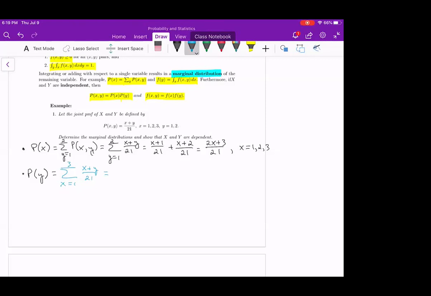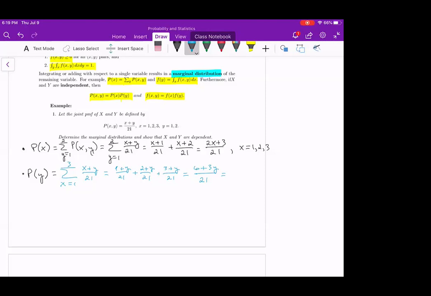And so Nan said, okay, let x be 1. So you've got 1 plus y over 21, plus x is 2, so 2 plus y over 21. And then when x is 3, you have 3 plus y over 21, which when you add the numerators, because you have a common denominator, you get 3 plus 2 plus 1 is 6, y plus y plus y is 3y, all over 21. And if you wanted, you could factor out a 3 on top and bottom and simplify.